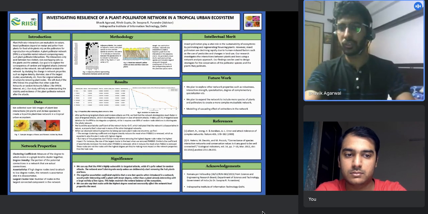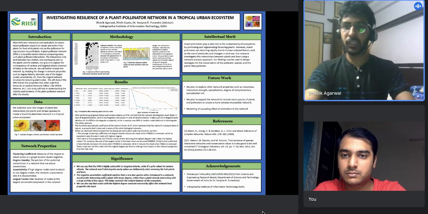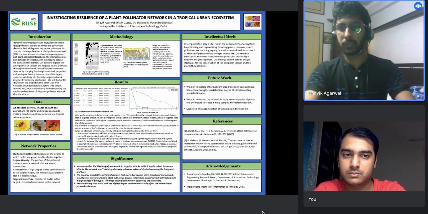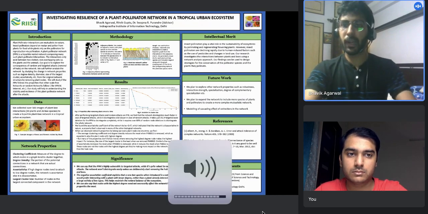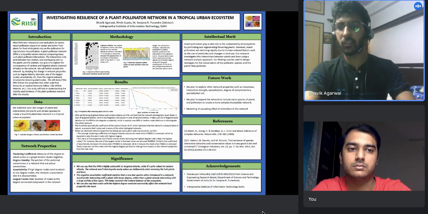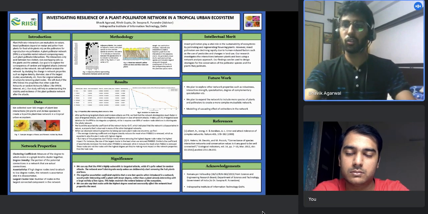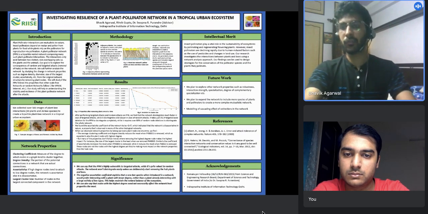So first we will go through the introduction. Basically, plant pollinator interactions are mutualistic in nature. That is, the insect pollinators depend on nectar and pollen from the plants for food, while plants also rely on the insect pollinators for reproduction via pollination. So insects get benefit from plants, and in turn plants get benefit from insects. That is, mutualistic interactions are happening between plants and insects.